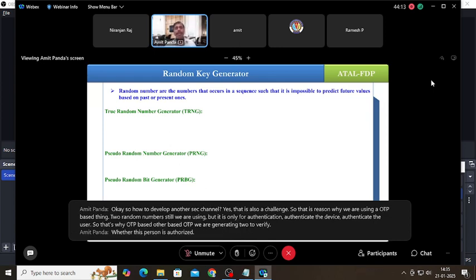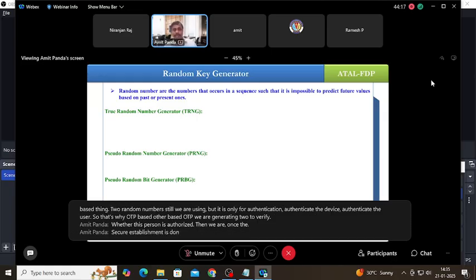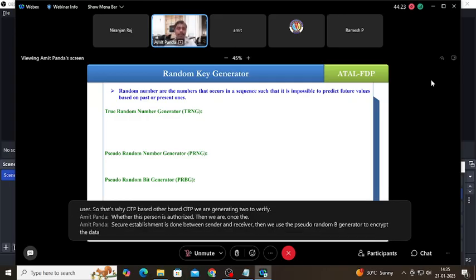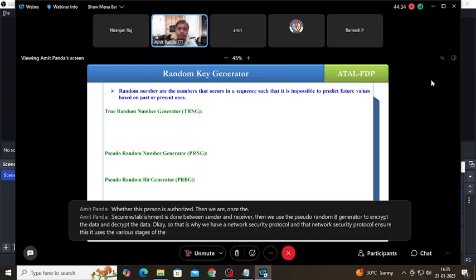Once the secure establishment is done between sender and receiver, then we use the pseudo random bit generator to encrypt and decrypt the data. That is why we have a network security protocol, and that protocol ensures this. It uses the various stages of the encryption and decryption process.